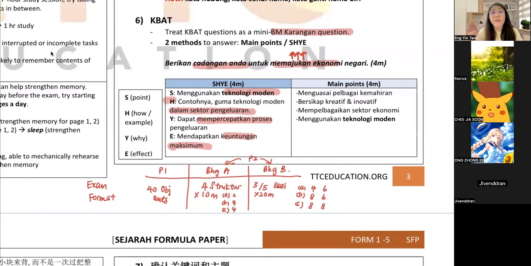So far, is everybody clear with the format and the KBAT question? You know how to elaborate. I'm not doing the example here. You can read through on your own. Quickly read through the answer and elaboration, because I feel it's very clear already. So far so good, everyone.